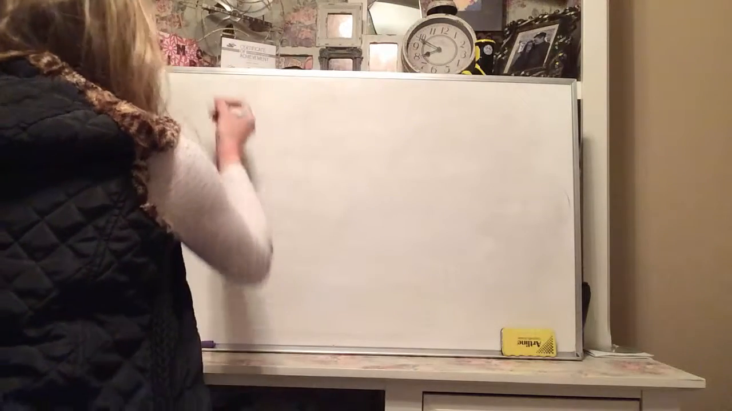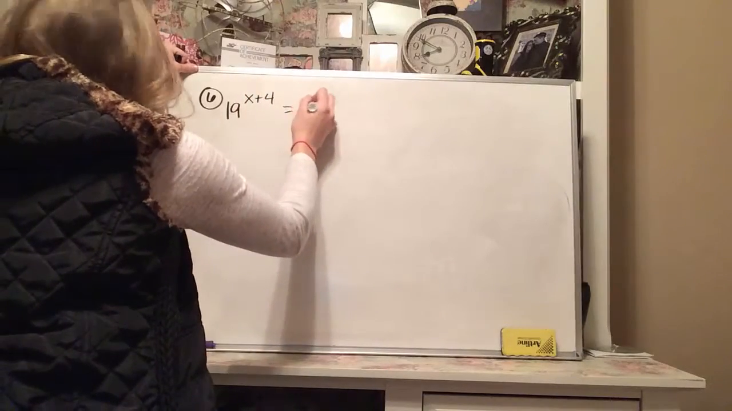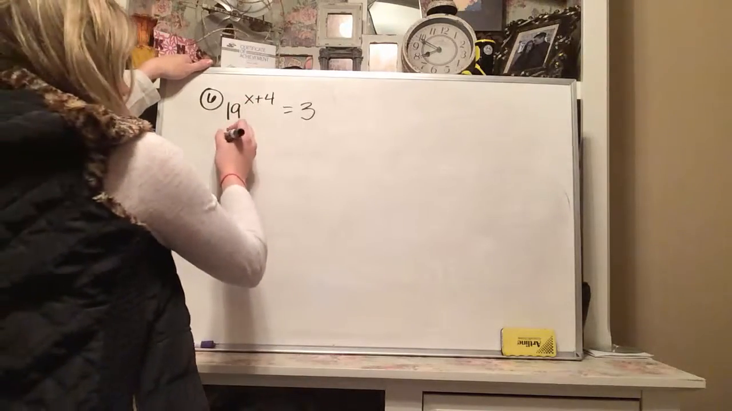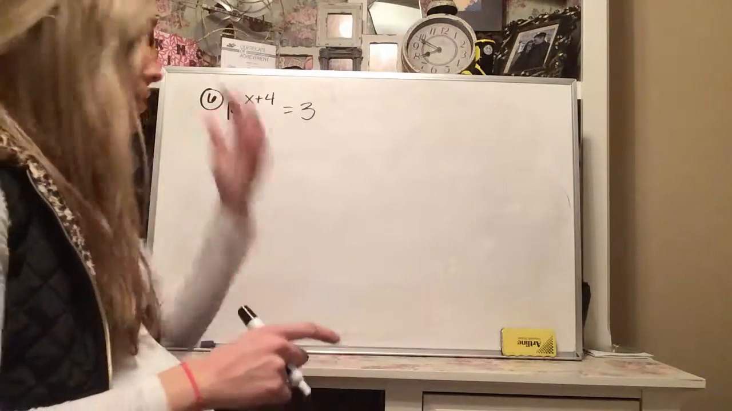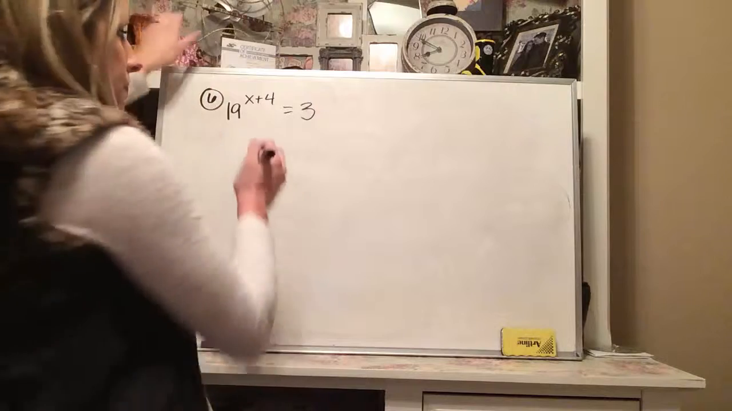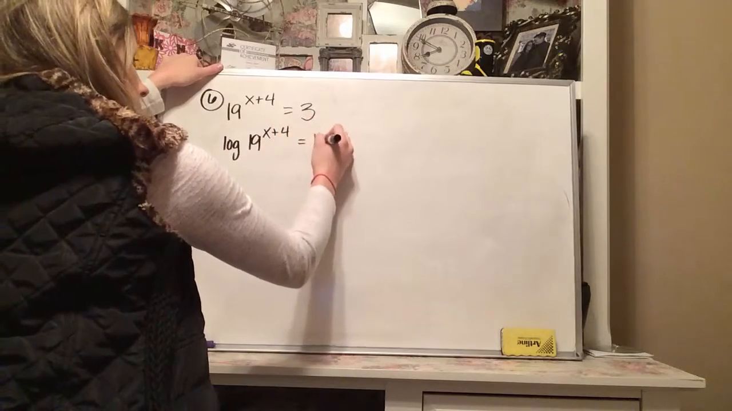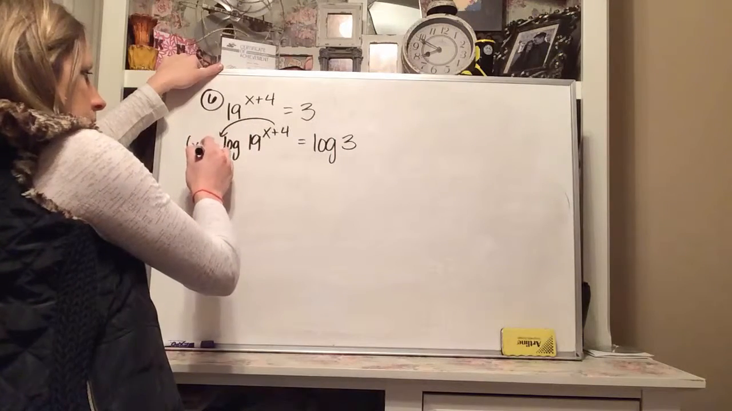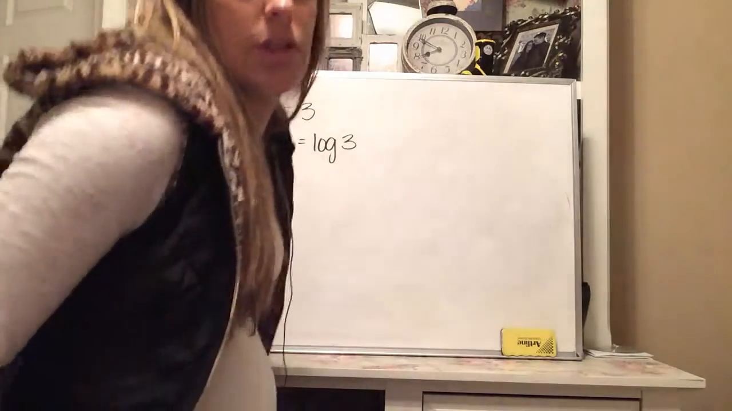Alright, so number 6, we have 19 to the x plus 4 equals 3. So the term that has the x in the exponent, that's by itself, right? We haven't multiplied it by anything, we haven't added, subtracted, divided. It's just 19 to the x plus 4. So, since it's by itself, I'm going to take the log of both sides. Okay, I'm going to take my exponent and move it in front. X plus 4. And that's a law of logarithms thing that we learned last week.